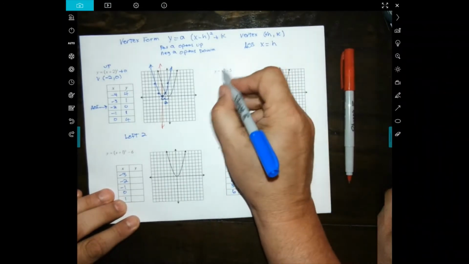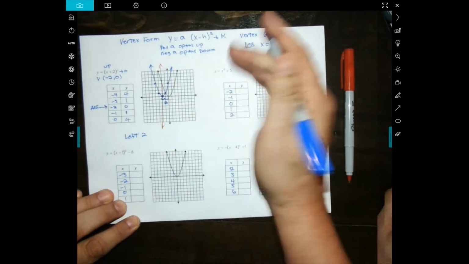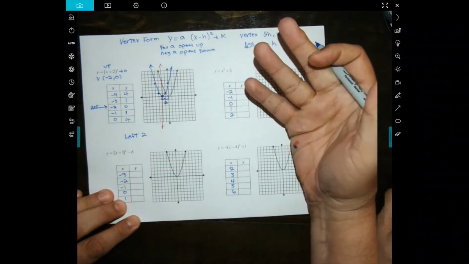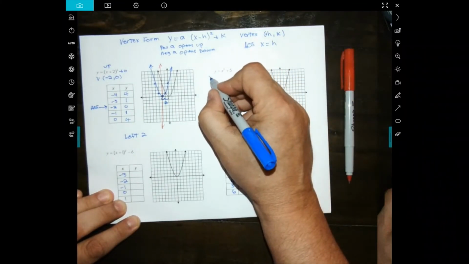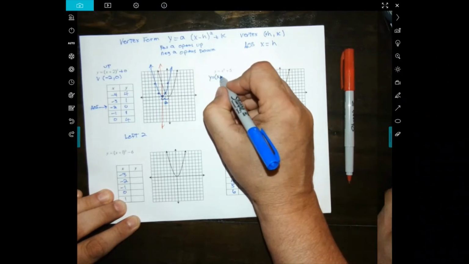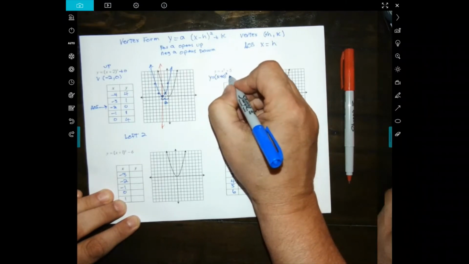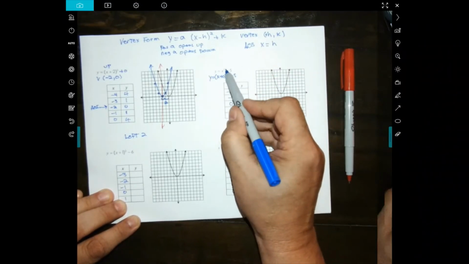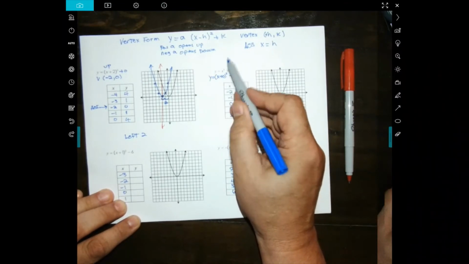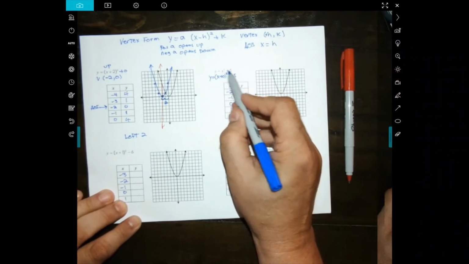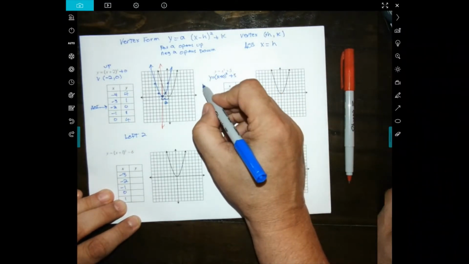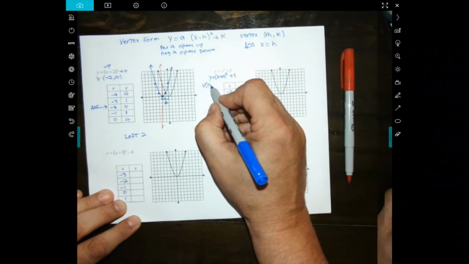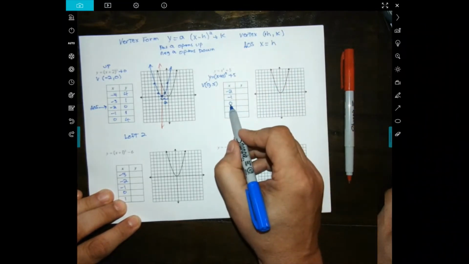This example has x squared plus 5. You notice there's no parentheses. A lot of people will get confused on this and they say, well, what do I do? Well, remember, this is the same thing as writing y equals x plus 0 squared plus 5. You notice there's no h value in here. There is, it's 0, but it's just understood to be there. So we can say, okay, so my vertex is at 0, comma 5.